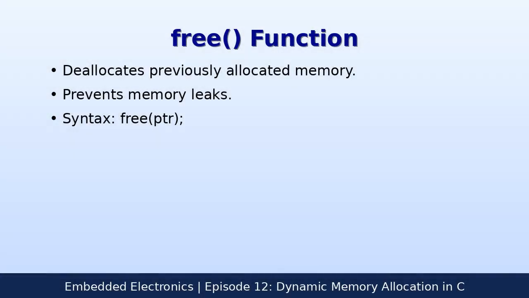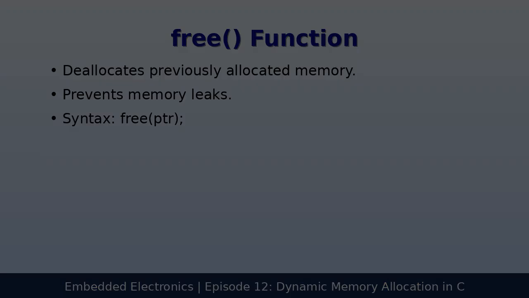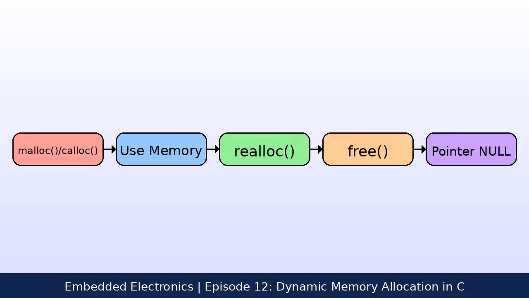The free function releases memory allocated using malloc, calloc, or realloc, preventing memory leaks. This diagram shows how memory is allocated dynamically, used in the program, resized if needed, and finally freed.